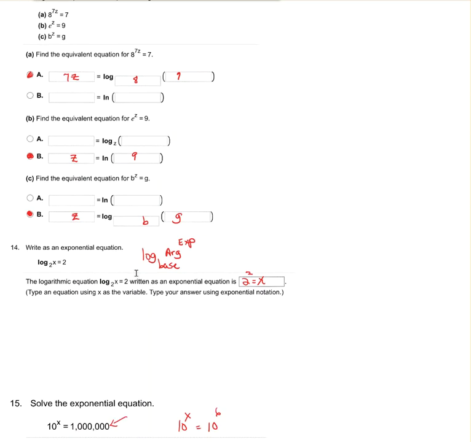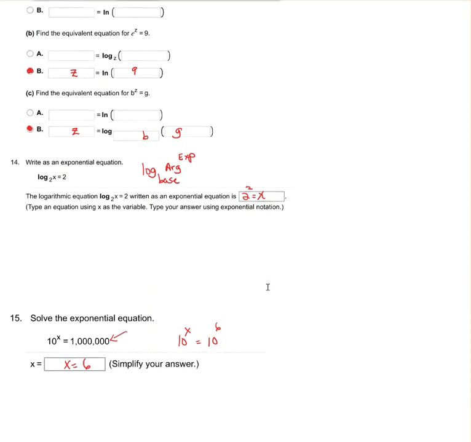14, write as an exponential equation. Remember this. So base to the exponent equals x. 2 squared equals x, and that's all they want you to write there. 15. Solve this exponential equation. Now what we need to remember is if we can write something with the same bases, we can just get rid of the bases. So 1 million is 10 to the 6th. Now we've got 10 to the x equals 10 to the 6th, so x has to be equal to 6.